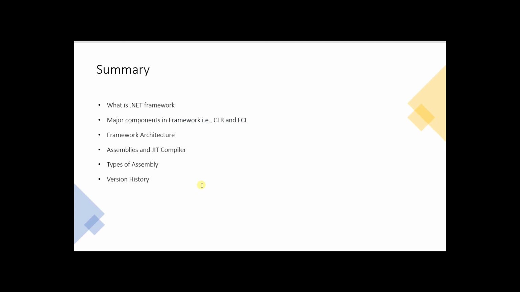So what we have covered so far: we learned about what the .NET framework is, the major components in the framework, that is CLR and FCL, framework architecture, assemblies and JIT compiler, types of assemblies and version history. It completes the .NET framework topic.